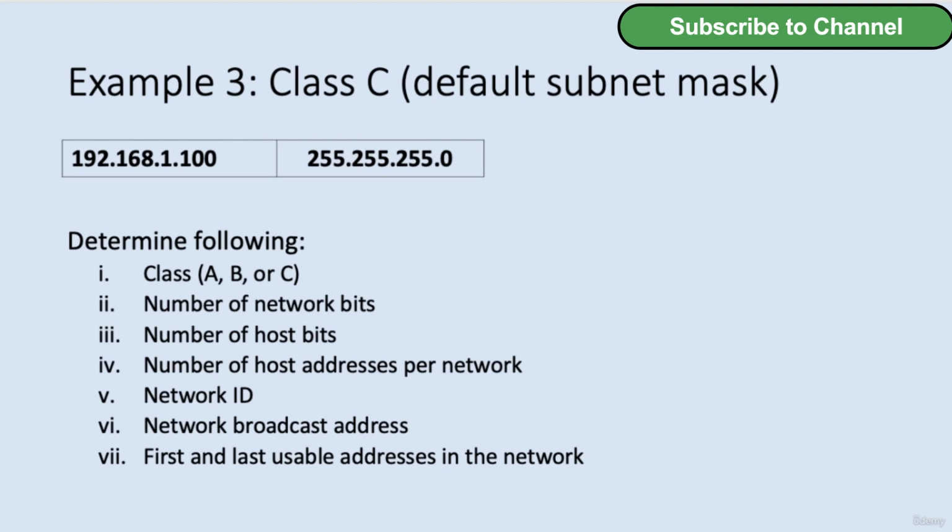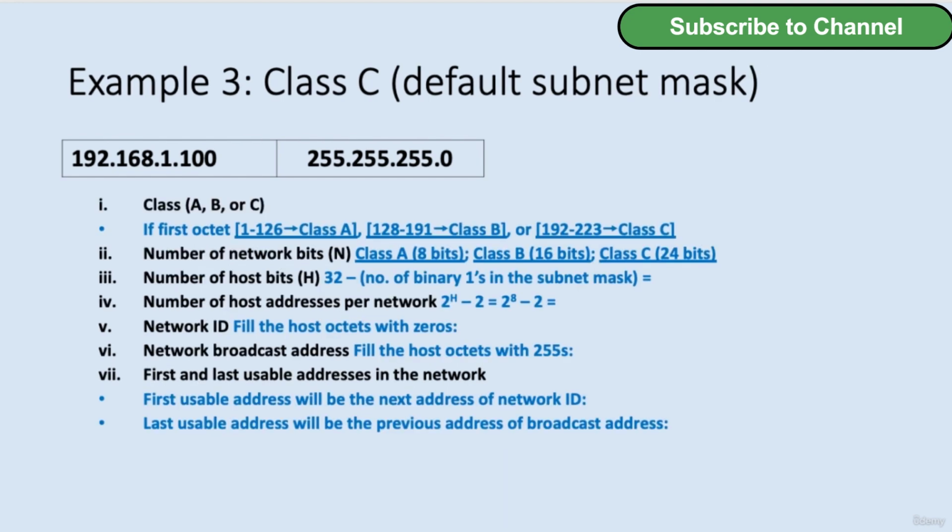Our third example is 192.168.1.100. Its subnet mask is 255.255.255.0, and we have to determine the same 7 values that we determined for the previous 2 examples. The first value that we have to find out is the class of IP address. We see the first octet, it's a class C IP address.